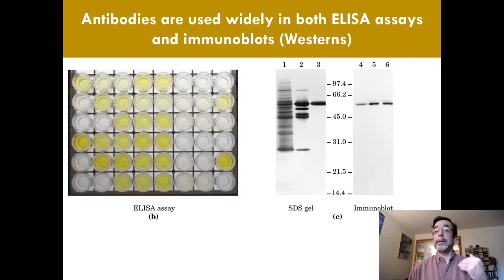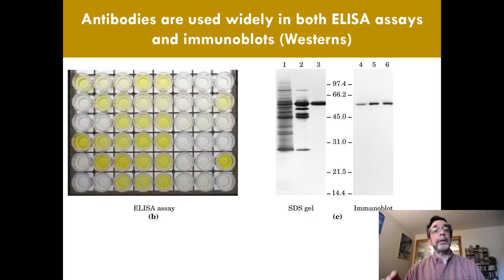The good news is it's a lot like a protein concentration assay. It's a little more complicated, but the idea is the same. You are watching a color change, and the color change tells you that the reaction that you're wanting is going on. In this case, antigen-antibody recognition. And so antibodies are often used in ELISA assays.